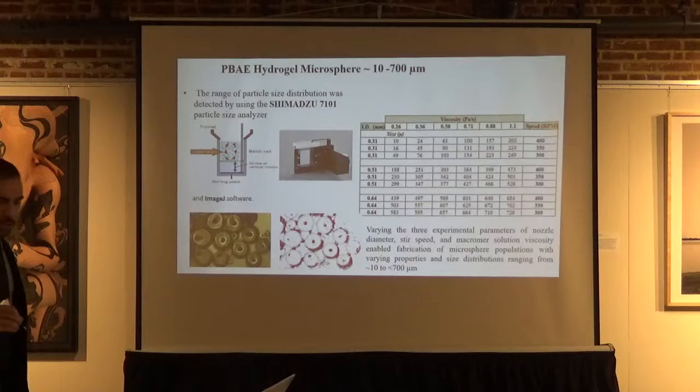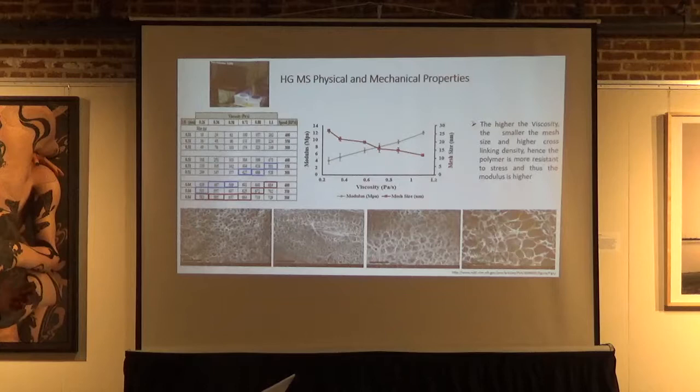So now that we were able to make reproducible hydrogel microspheres, we wanted to see the properties of these microspheres. We wanted to look at the physical and mechanical properties. So we chose two or three different sets of hydrogel microspheres of the same size. And we noticed, as you can see, looking at the mesh size and the modulus, the higher the macromer solution viscosity goes, the smaller the mesh size and the higher the cross-linking density. And so the hydrogel microsphere becomes more stiff, resulting in a higher modulus.